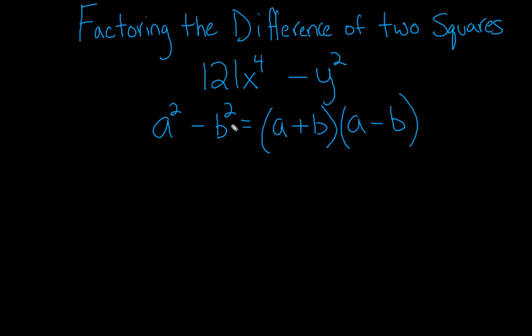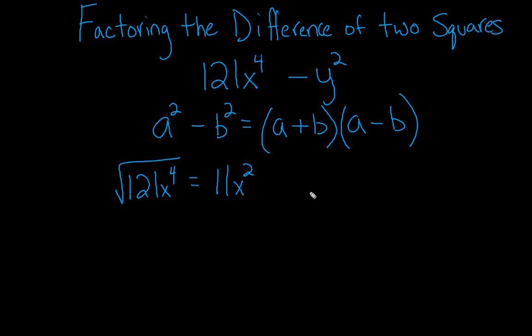So the first thing you have to recognize is, are both of these perfect squares? Let's try to take the square root of both of these terms. First we have 121x to the fourth power. Can we take the square root of that? Is there a number or a term multiplied by itself to give us 121x to the fourth? We can take the square root of each of these separately. 121, the square root of that is 11. And x to the fourth, the square root of that is x squared. So this one does have a square root.